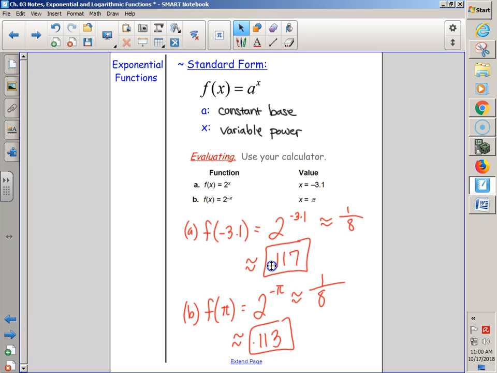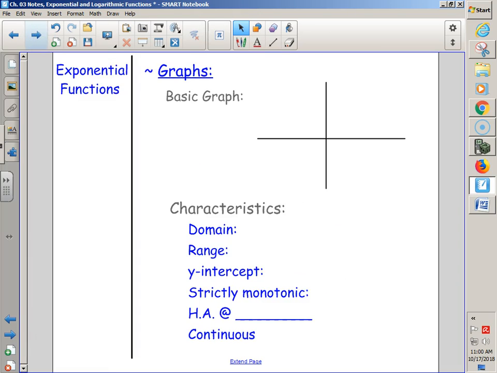Okay, exponential functions. Constants down below, variables up above. So when you plug in, you're not plugging in down, you're plugging in up. You're plugging into the power itself. Now, graphs. Two main things today: the equation, the function itself, which we just talked about, and then the graph. So, the basic graph of an exponential function.